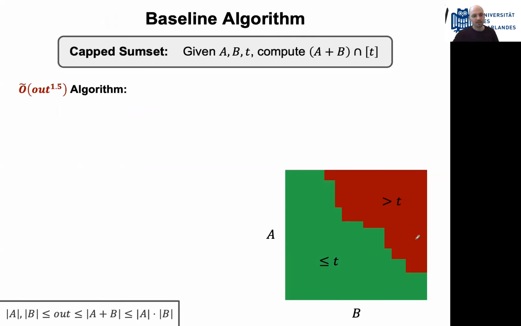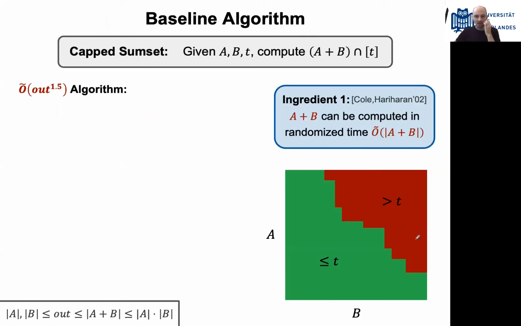Okay, let's start with the baseline algorithm. For this, we will use this ingredient number 1 here, namely that Sumsets can be computed in near linear output sensitive time. A plus B can be computed in time near linear in the size of A plus B. This is a relatively old algorithm due to Cole and Hariharan. Now, the first urge here would of course be to try to open up this algorithm and try to adapt it to the setting of kept Sumset. Tried that, it didn't seem to work. So what we are doing right now is to use this algorithm as a black box.